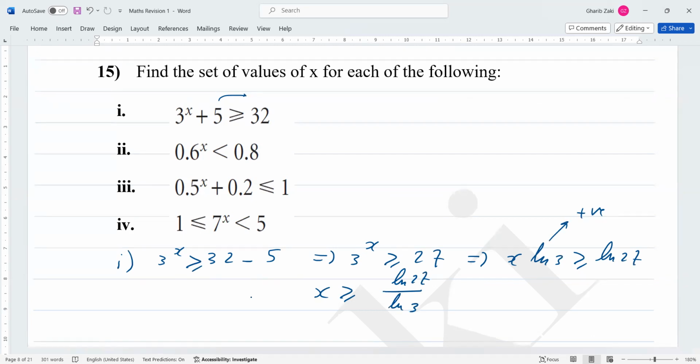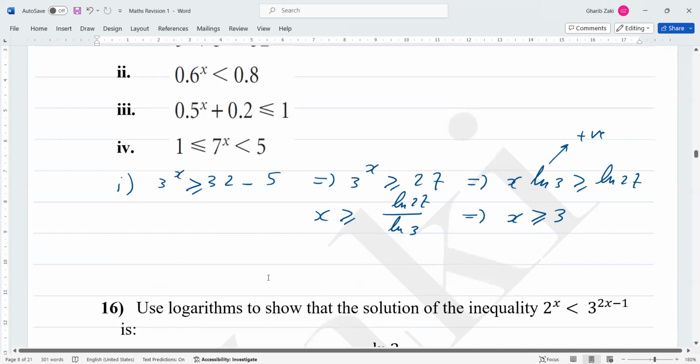The answer, okay, so ln 27 over ln 3, I do it with the calculator. Or we can do it without a calculator. But to be sure, it's 3. So x is greater than or equal to 3. Now, the second part, part II.